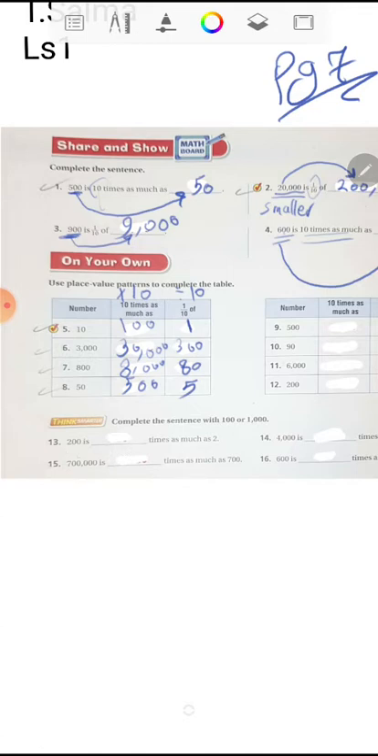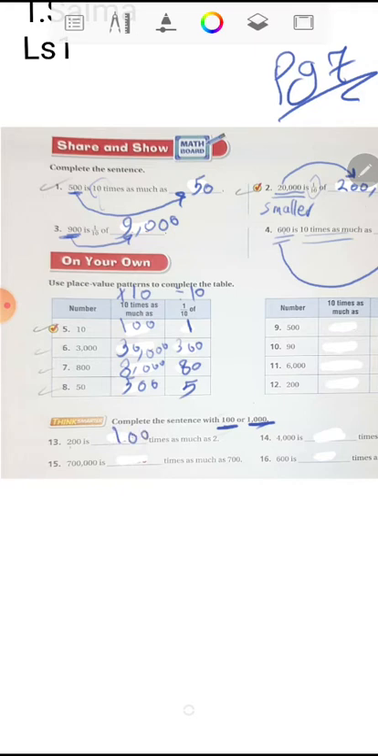Now I want you to find the relationship between these two numbers. So he told me that the sentences you have to complete with 100 or 1,000. So the answer will be from these two numbers only. There are no more answers. Now let's start. 200 is a missing number times as much as 2. So let's see here. To find the relationship between 200 and 2, you have to find the difference between the zeros. So here there are no zeros, and here there are 2 zeros. So the difference between them is 2 zeros. That means 100.